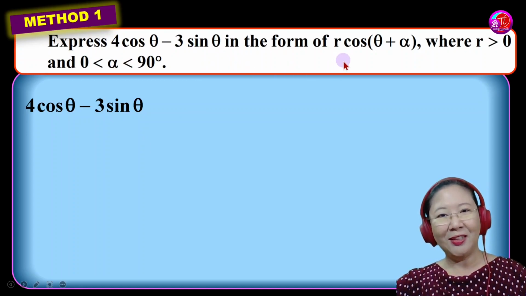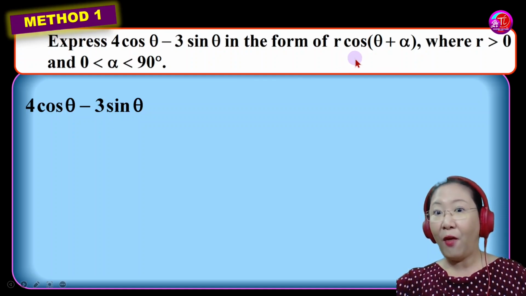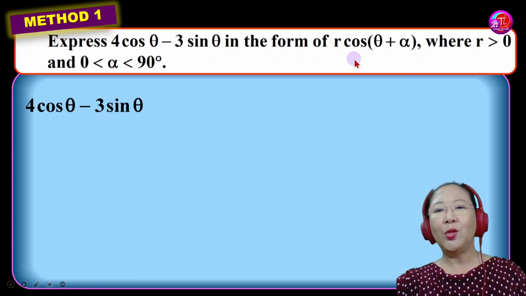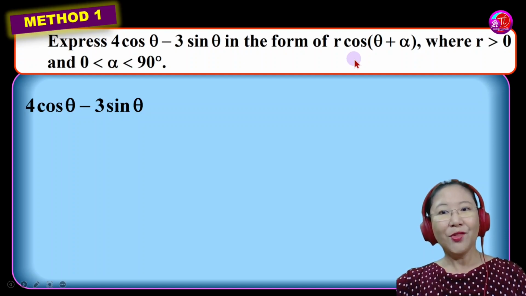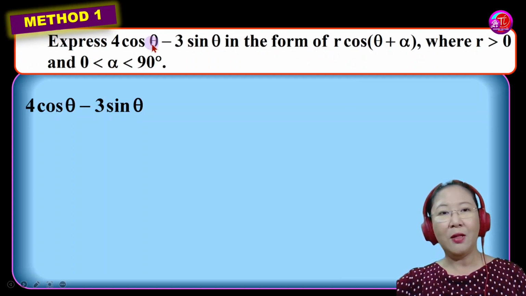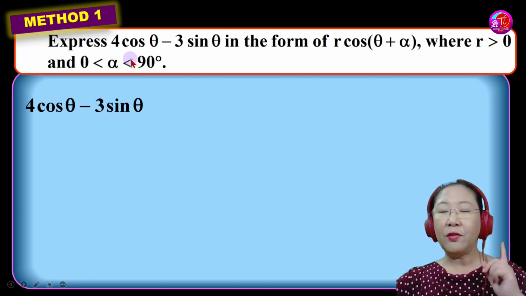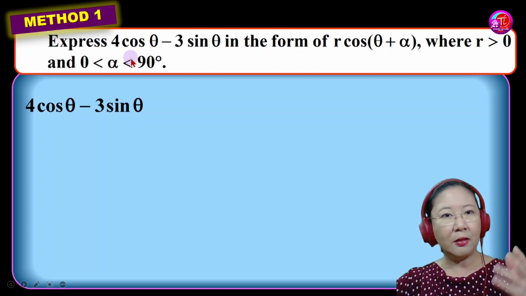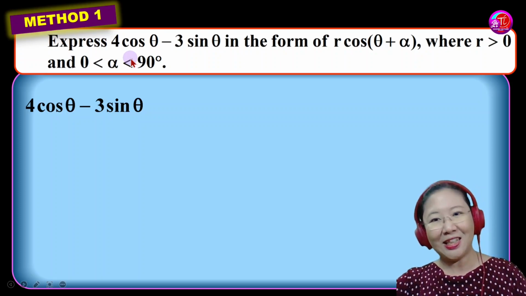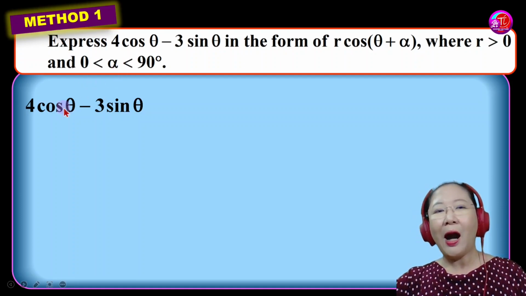In STPM questions, sometimes the R formula format is given to you. Sometimes it's not, so you have to decide whether to use the R cos or the R sine formula. Whether it is an R cos or sine formula, basically we will refer to the leading form. For this case, the leading one is a cos, so we will have 4 cos theta. I will start with the first method, which is the conventional method, the method that you see in every mathematics book in the STPM syllabus. All right, so how do we do that?